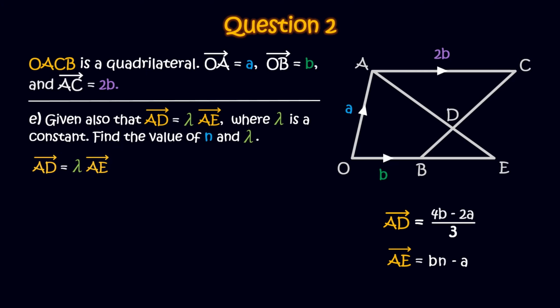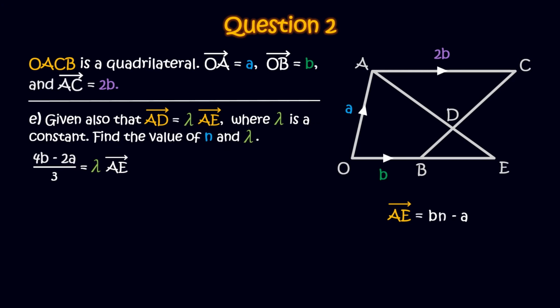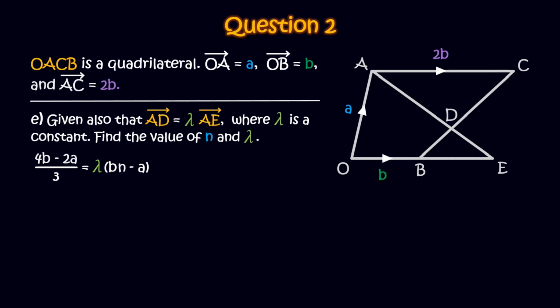Let's write down the given equation and plug in the value of AD that we found in the previous parts, followed by AE. Now, we have to solve this equation. It might seem impossible because there are more than one unknowns. However, this can be solved by taking A and B as common on both sides, then equate them. Let's see how this can be done.